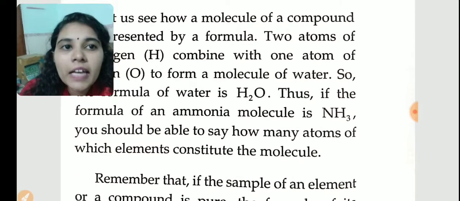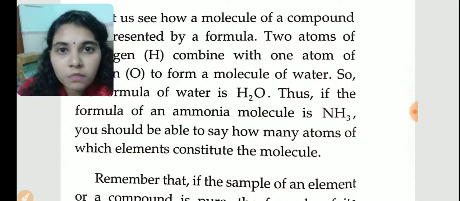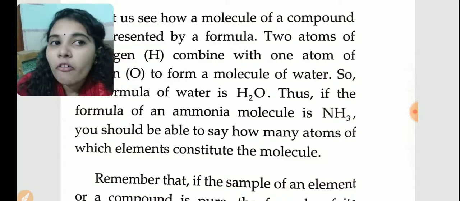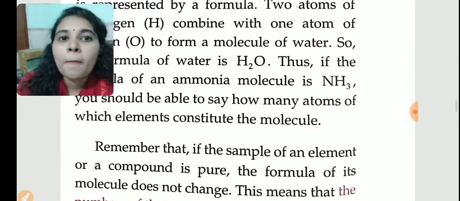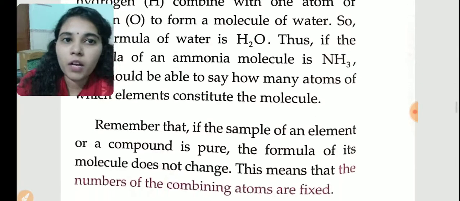Another one is NH3. NH3 means ammonia. So in ammonia, 1 nitrogen and 3 hydrogens are there. That is a fixed number. Okay. So this way we will write the formula.